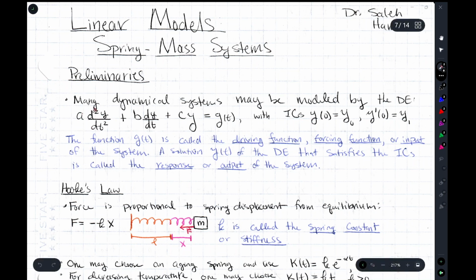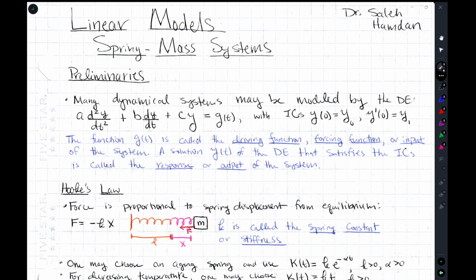More generally, many dynamical systems, physical systems that depend on t, may be modeled by the differential equation that you see here, where a is a constant, b is a constant, c is a constant, and you have a non-homogeneous term, where you also have initial conditions of this IVP. At t equals 0, you have y equal to y naught, and y prime equal to y1. So many dynamical systems have this form.